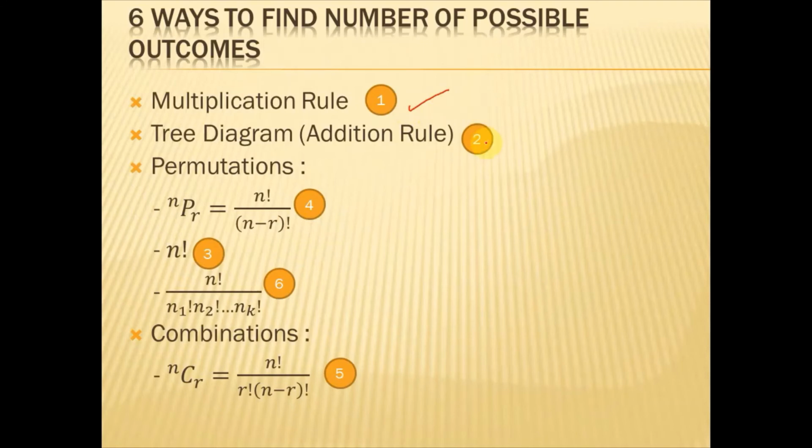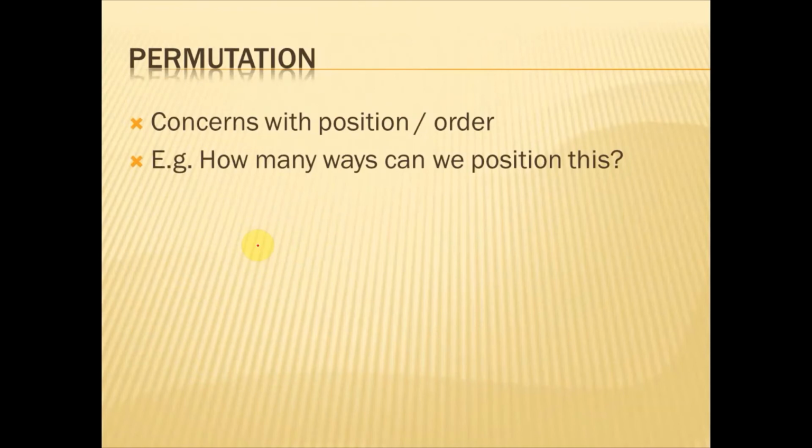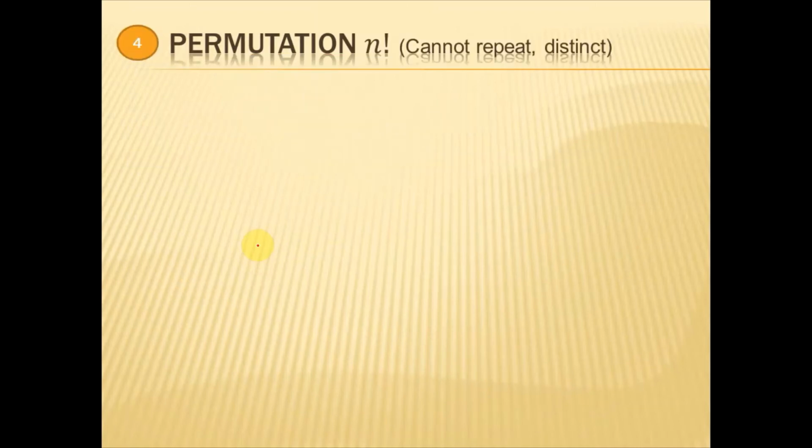So we already did multiplication rule, tree diagram. Next we go to this one, n factorial. Okay, so this is under permutation. So permutation is concerned with position or order, or in layman's terms, how many ways can we position this. Okay, so I will show you by example when we want to use n factorial.